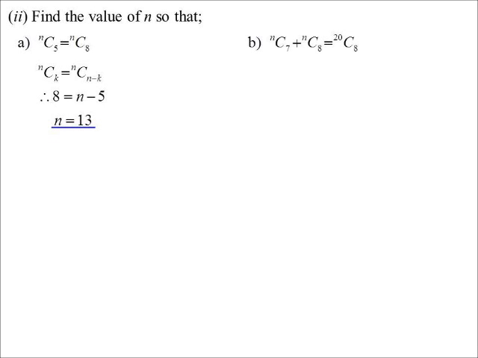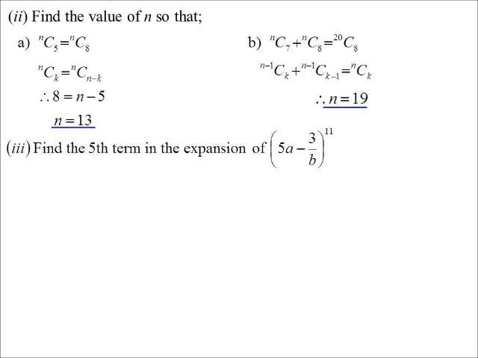nC7 plus nC8 is 20C8. So this one's using the idea that, to create a term, we go to the row above. So logically, it looks like n would be 20. Oh, I was going to say 21 then. No, the one above would be 19, wouldn't it? So n minus 1, that's the theorem I'm using. So yeah, we'll get 19.